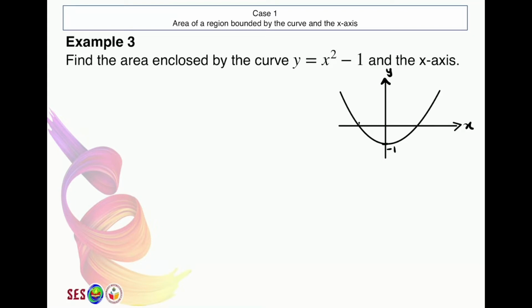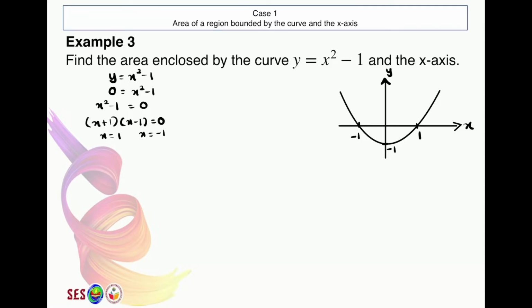So what are the values here? The values will be the roots of the equation y equals x squared minus 1. If we equate y equals 0, then we get x squared minus 1 equals 0. So (x plus 1)(x minus 1) equals 0. This will be x equals 1 and x equals -1. So these are the roots of the function.